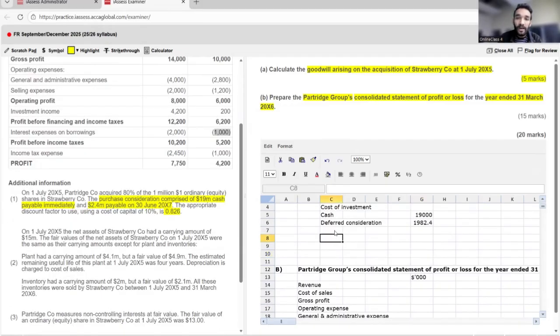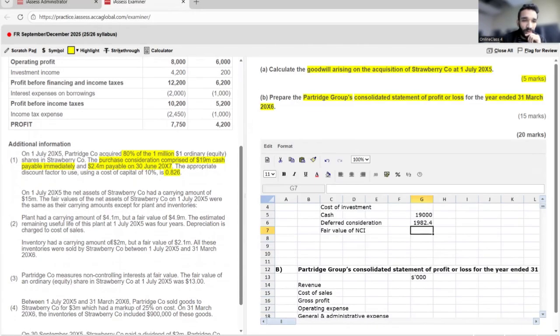Second, now you have to write the fair value of NCI. Why? Because you have only purchased 80%. So there's an NCI as well. Fair value of NCI as well. Now, where is the fair value of NCI? If you can go to, let's say, note 3, Partridge Co measure NCI at fair value. Okay, NCI and fair value is not given.